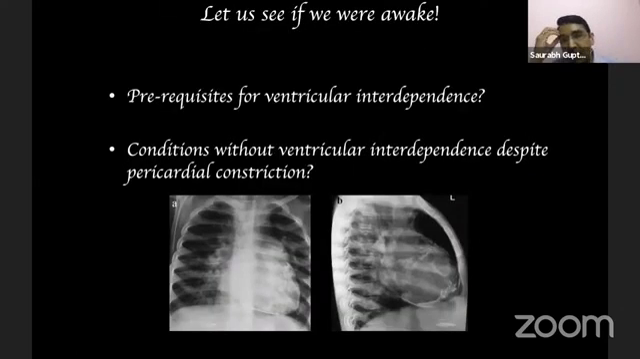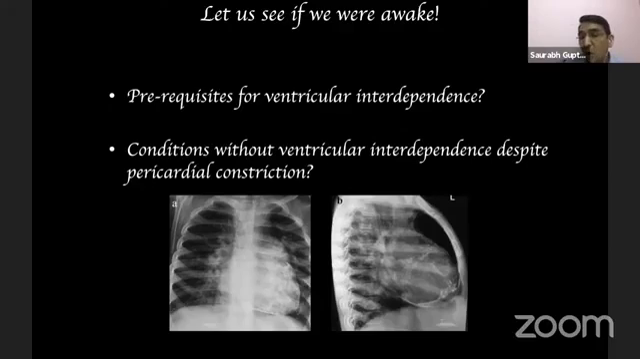Now let's see. I said the interventricular septum is quite important. Now, what are the prerequisites for ventricular interdependence? So one, the patient should be breathing. It can happen only if the patient is breathing normally. If the patient is on a ventilator, it will be in the reverse direction.